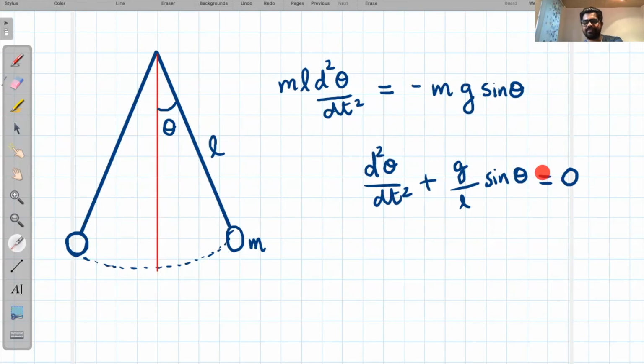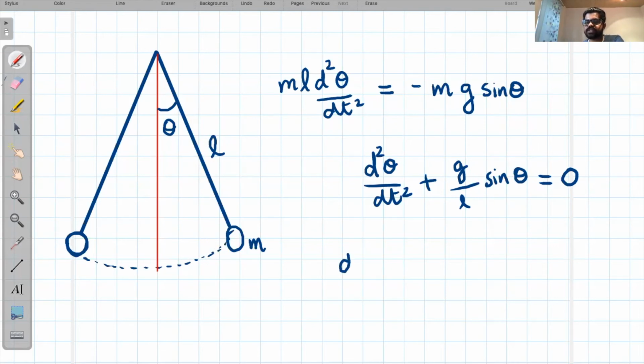So what we have here is the equation of motion for a pendulum, not for a simple pendulum. When does this pendulum become a simple pendulum? It becomes a simple pendulum when we can use the approximation sine theta is equal to theta, or when the angle of oscillations of this pendulum is small enough.